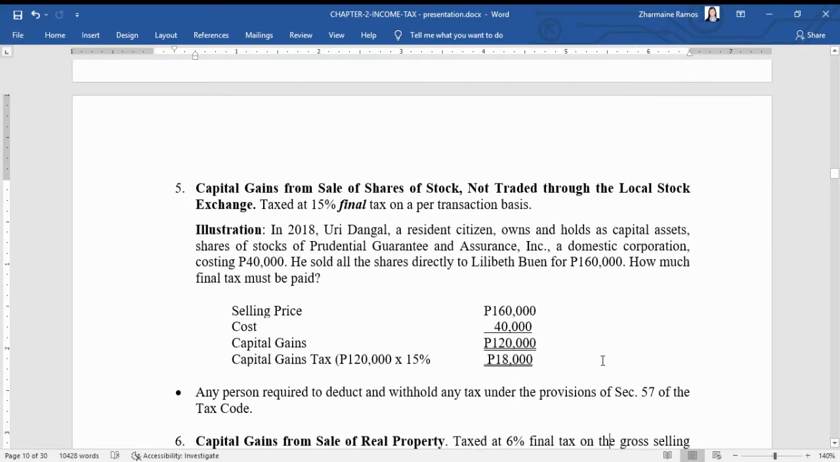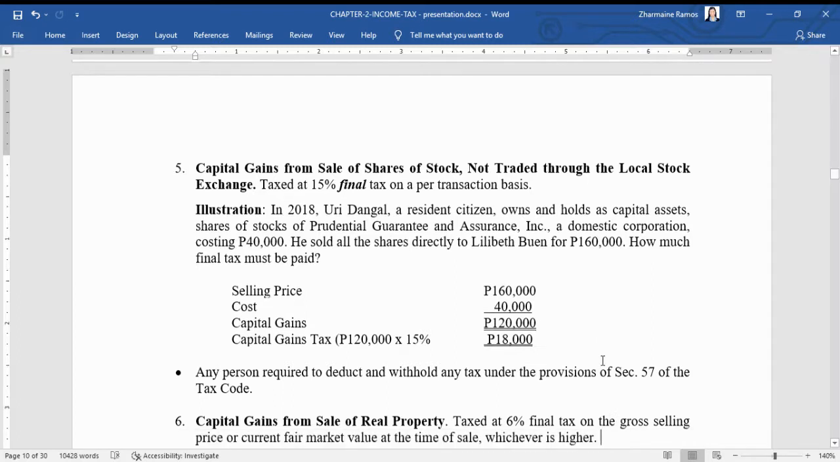Illustration. In 2018, Uri Dangal, a resident citizen, owns and holds as capital assets shares of stocks of Prudential Guarantee and Assurance Inc., a domestic corporation, costing 40,000. He sold all the shares directly to Lilibeth Buen for 160,000. How much final tax must be paid?